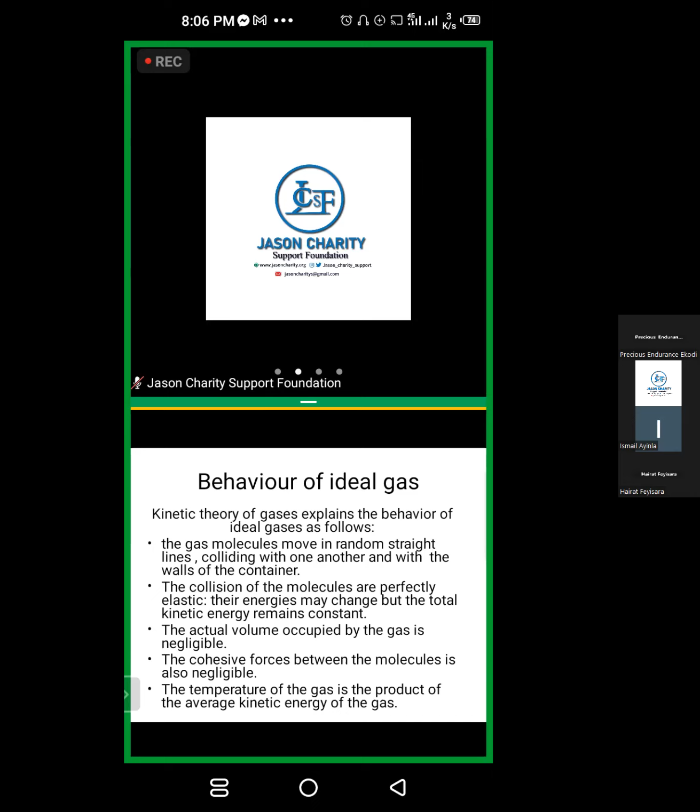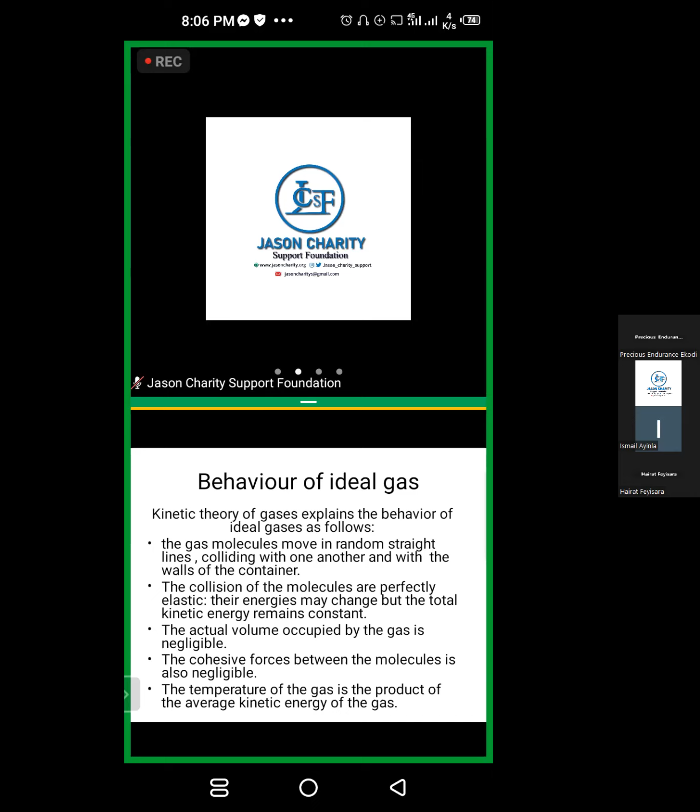Now, the volume occupied by the molecules, you can actually notice for solids and liquids, but for gases, it is negligible. It's something you can do away with. And just like last week, we said the gases move freely. So the cohesive forces between the molecules of the gases are also negligible.